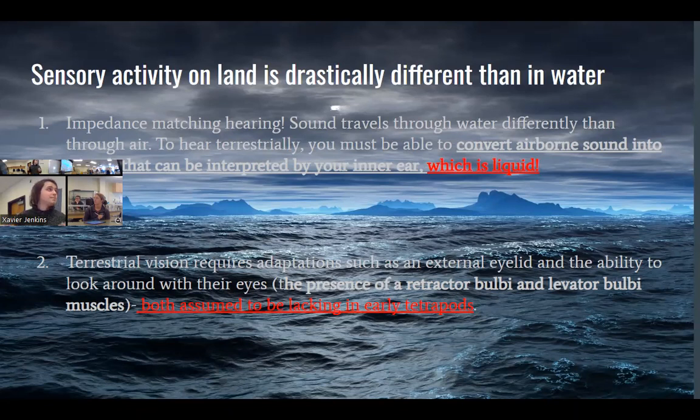That's called impedance matching hearing. And essentially, a lot more energy is needed to convert airborne sound waves to displace the inner ear liquid in your ear than simply water hitting water and you interpreting sound waves that way. Also, you might know terrestrial vision requires intense adaptations relative to seeing underwater, including stuff like external eyelids and the ability to move your eyeballs around. You might notice fish tend to not do that. And that has to do with the development of several muscles.